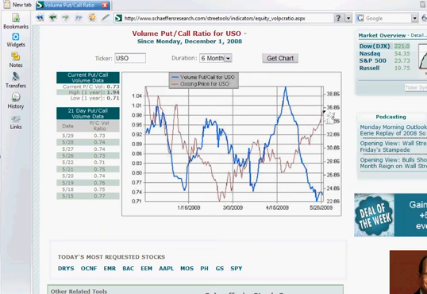So there's indication there's not a real rush for put protection on this fund, not a lot of pessimism. So that's a contrarian reason that we should be looking potentially for some degree of a topping in the prices of oil.